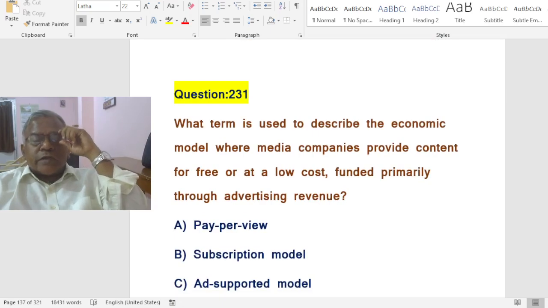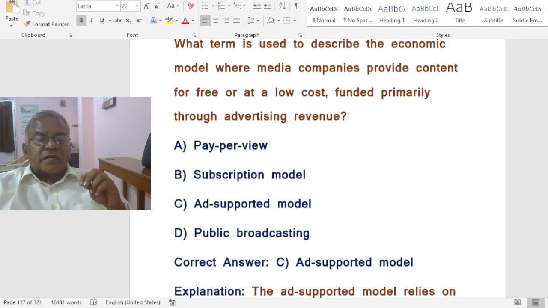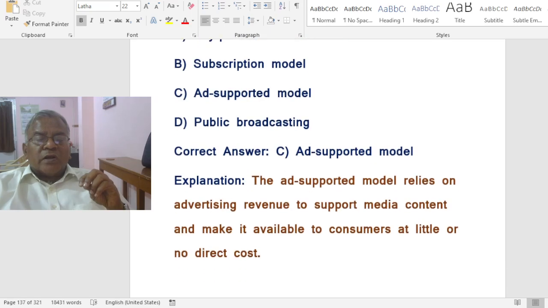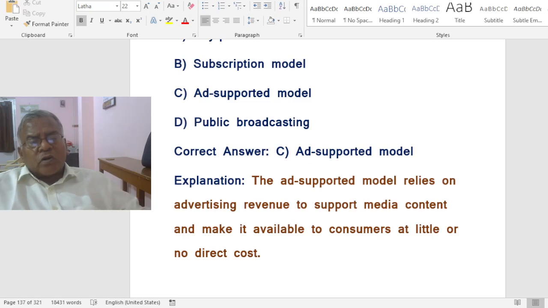Which term is used to describe the economic model where media companies provide content for free or at a low cost, funded primarily through advertising revenue? That is the ad-supported model. The ad-supported model relies on advertising revenue to support media content and make it available to consumers at little or no direct cost. Through the advertisements, the media get the revenue for having their programs.